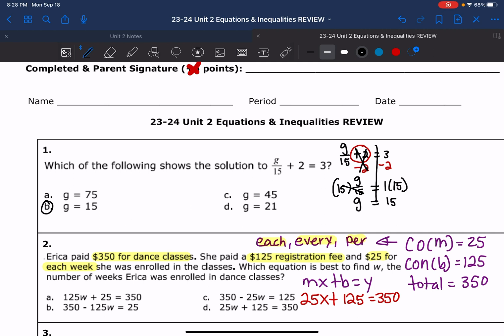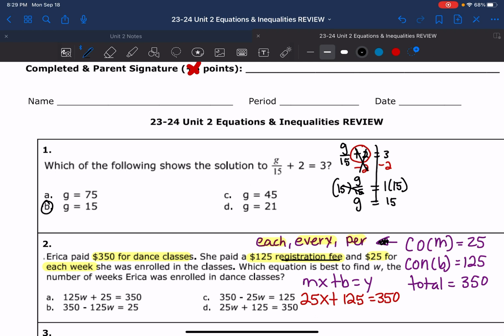Here, I like for us to write this little list of things that we need, and the reason why is because when you have a test, you can't highlight things. You can only make a list of what you need. So here, the coefficient is the m, and if you see each, every, or per, then that is your coefficient. Constant is your initial or your one-time fee, your starting point. That would be $125 because a registration fee is a one-time fee. Then we have the total, which is $350.